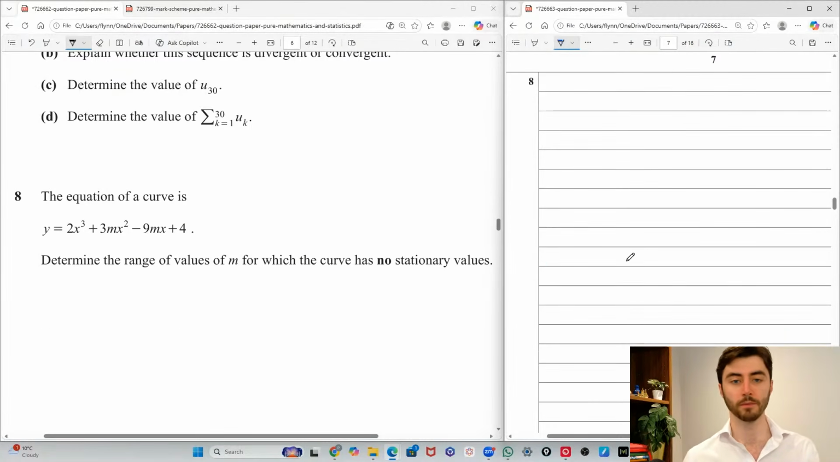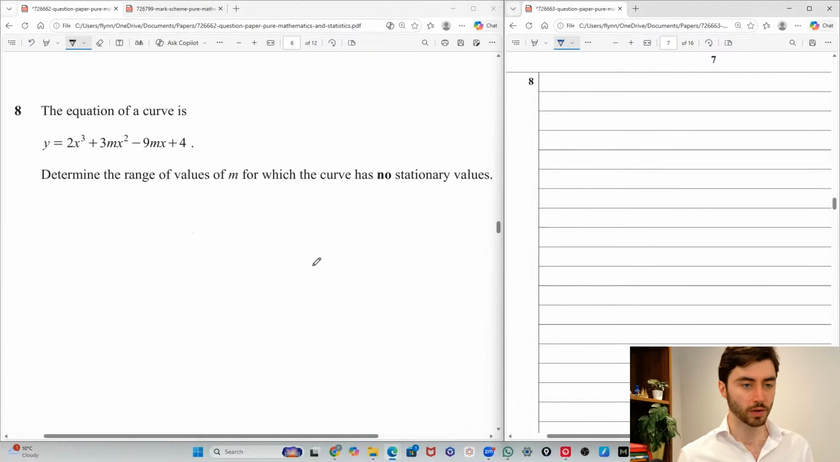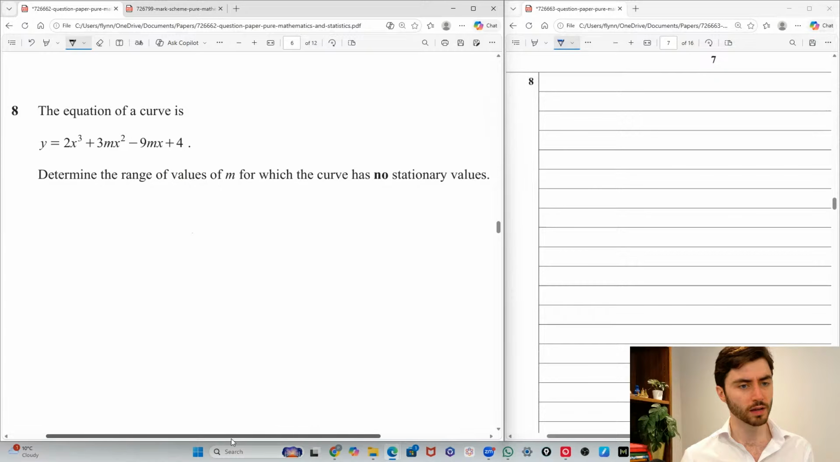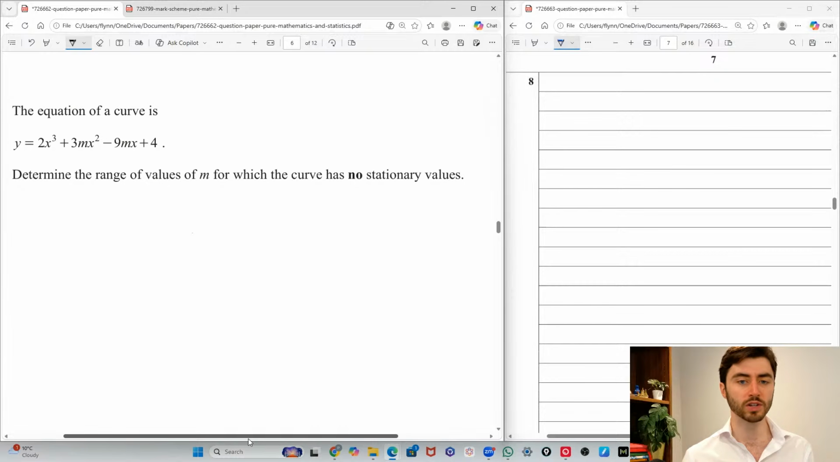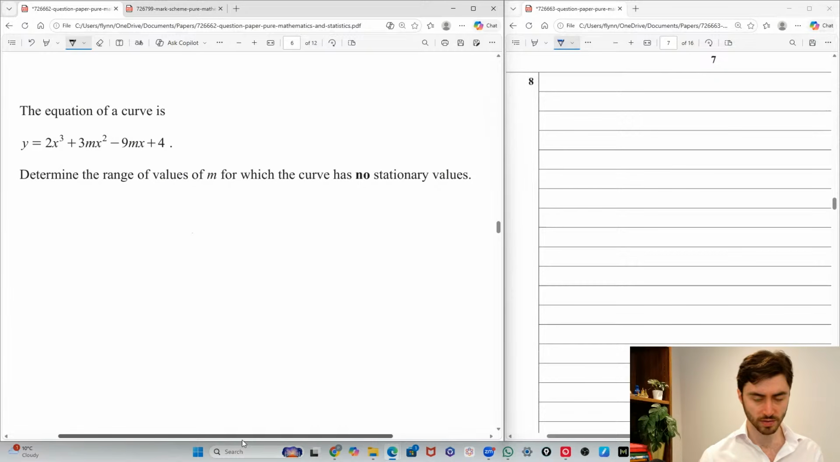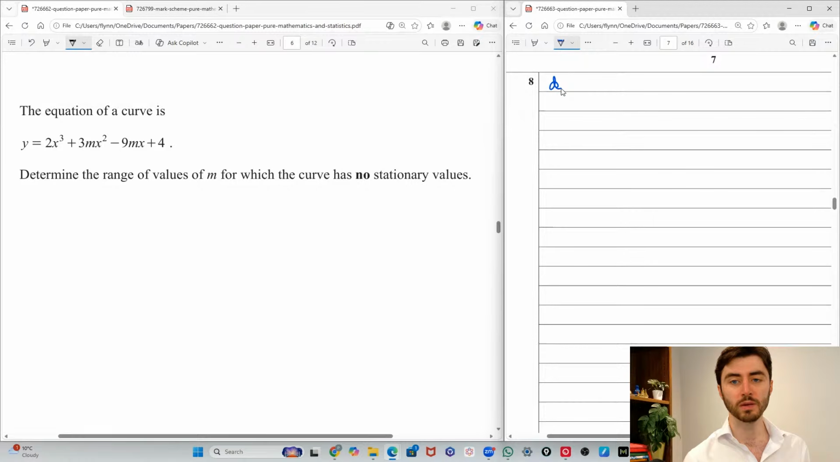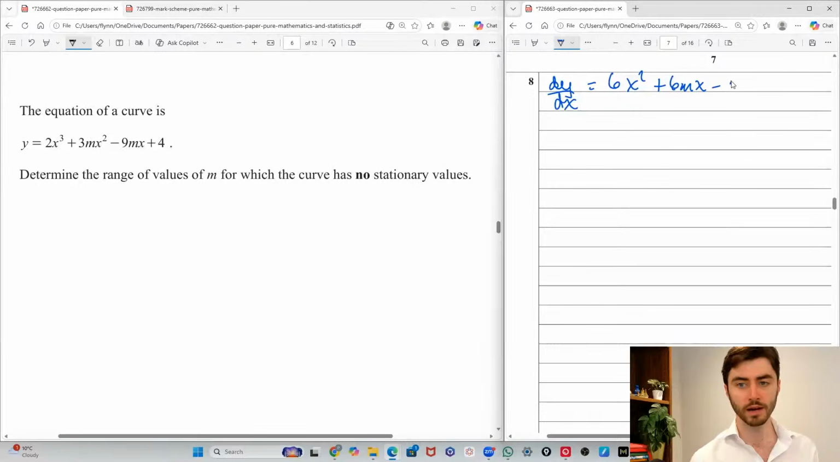Okay, question 8. We have an equation of a cubic. Determine the range of values for which it has no stationary values. Well, the stationary value would be when dy/dx is equal to 0. So first, we got to take the differential, and we get 6x squared plus 6mx minus 9m. And then the 4 differentiates to 0. And then this thing would be equal to 0.